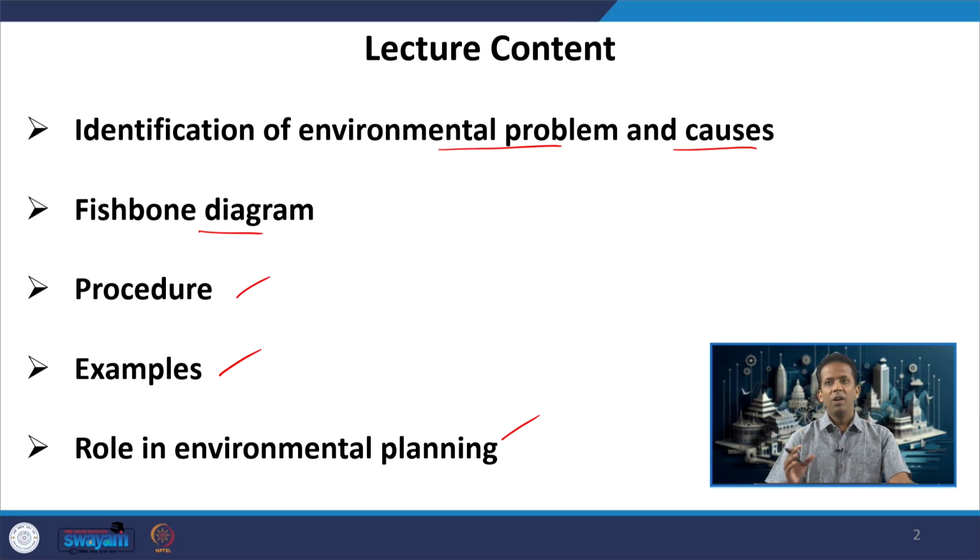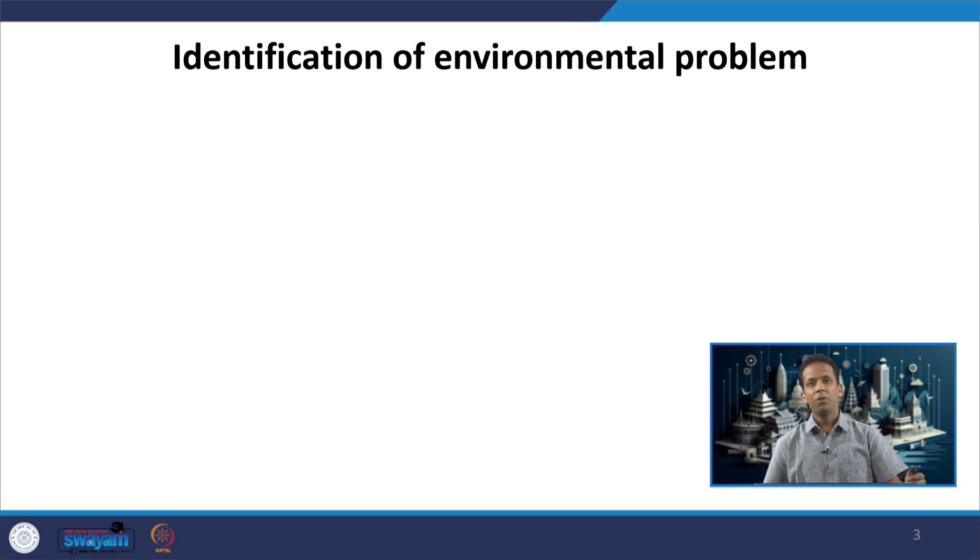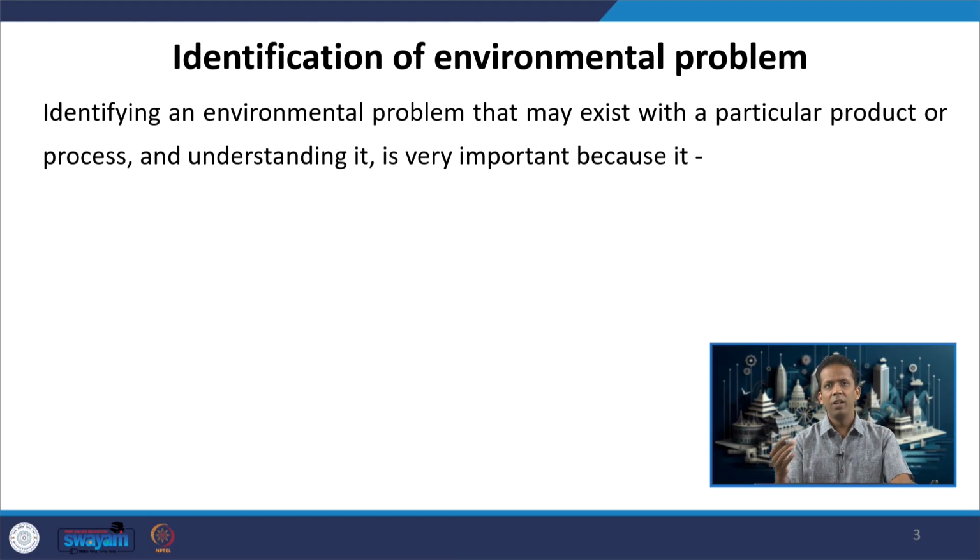Now, to make any plan or to take action on any issue, the first step is knowing that issue. To propose a solution to a problem, we need to know the problem first. So that is what we are going to see: what is identification of environmental problem and why is it important. Let us say we have some product or process, and if there is an issue with it, if we get to know what that issue is with that particular product or process which is related to the environment, we can come up with a solution which will try to address that.